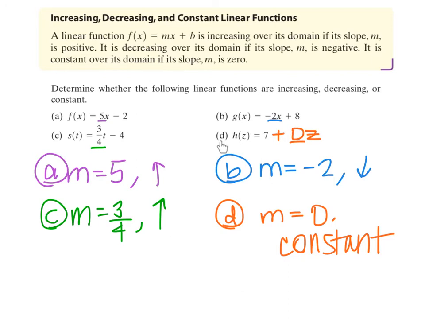And then D, my input is z, and all I have is a 7. So all that means is that my function is a horizontal line that crosses through y equals 7, which means that I have a 0 slope. Not no slope, which is different. So if my slope is 0, that just means that I have a constant function.